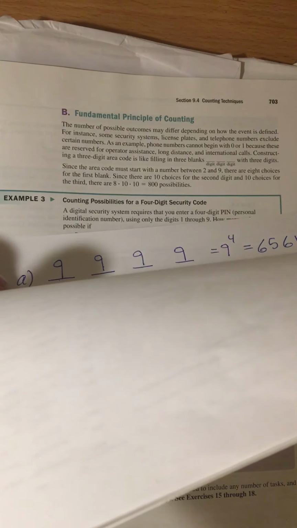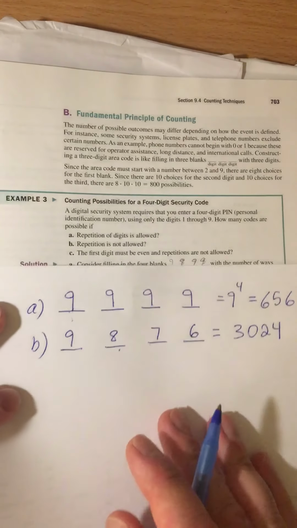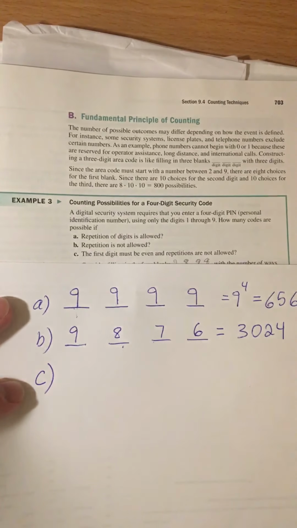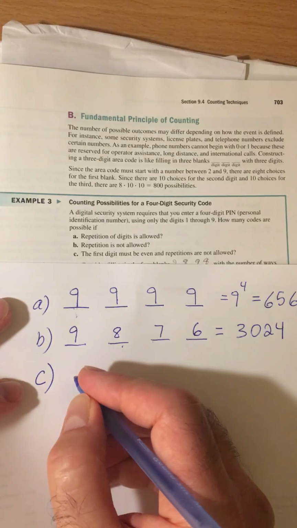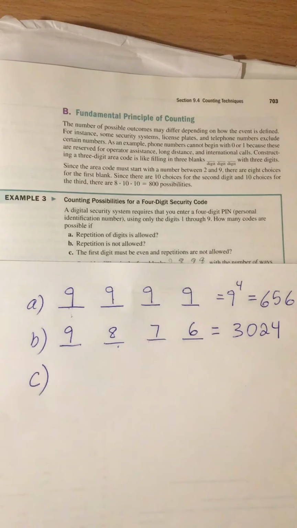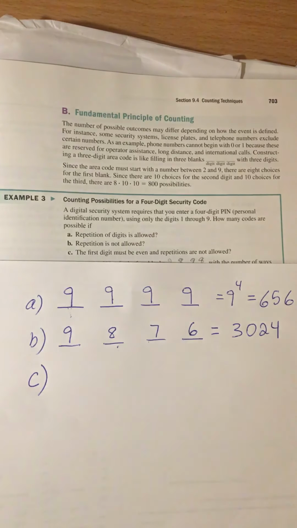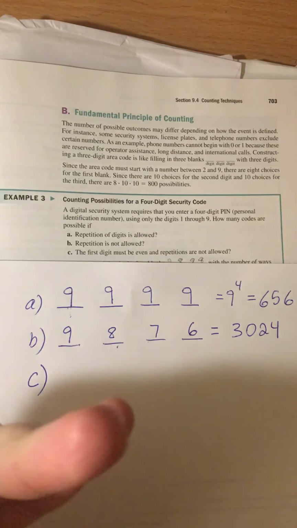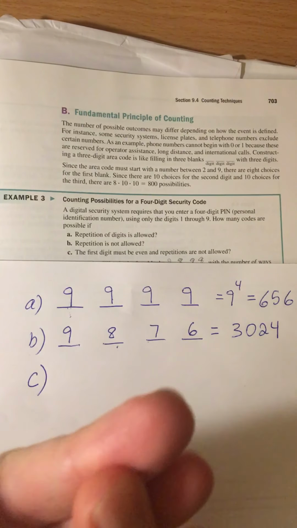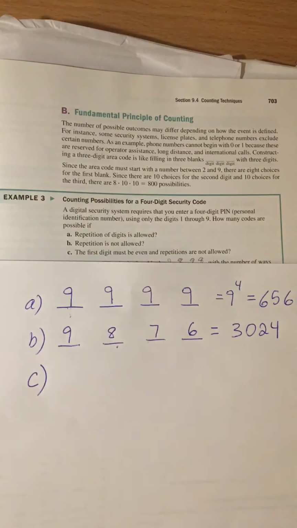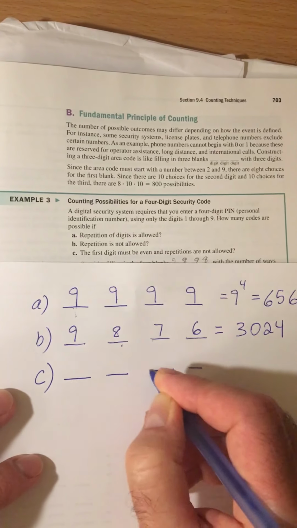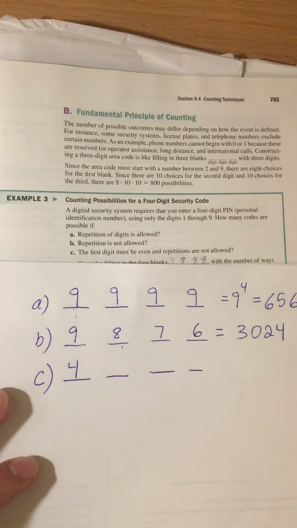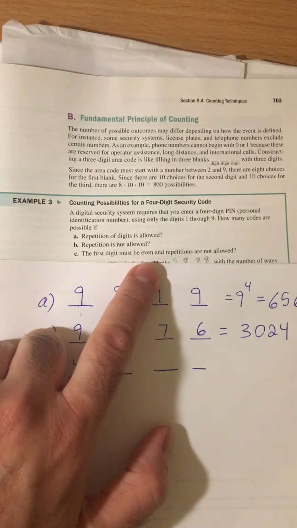Okay, and let's see, part C. The first digit must be even. So from 1 to 9, how many even numbers do we have? We have 2, we have 4, we have 6, and we have 8. So the first digit has to be an even number, so we only have 4 choices for the first position.